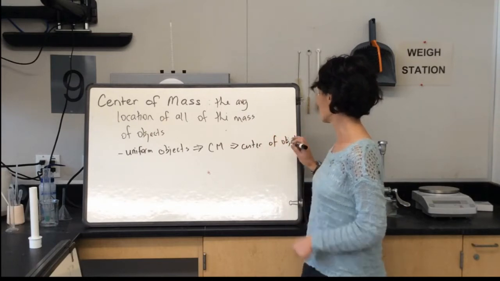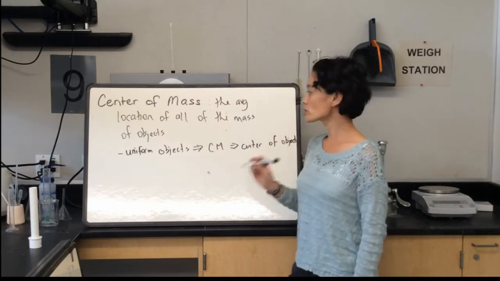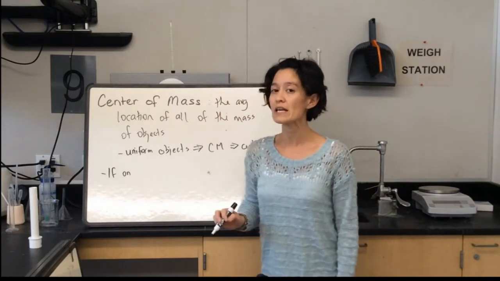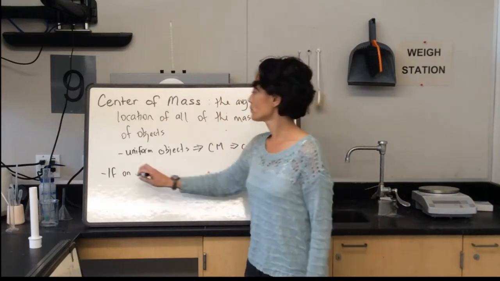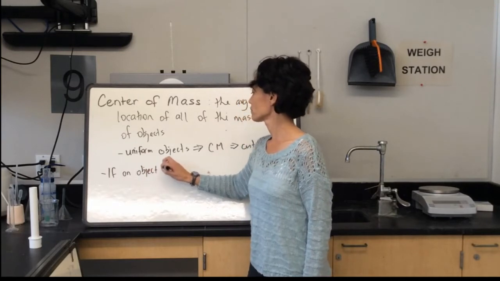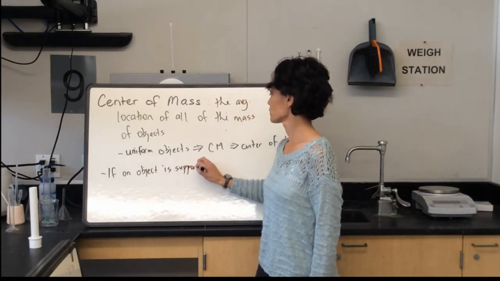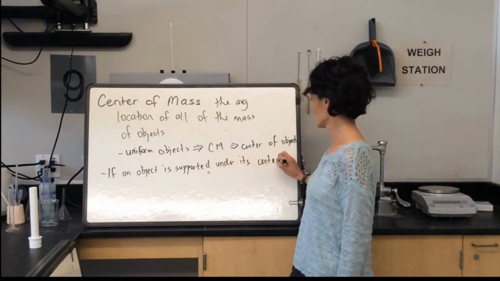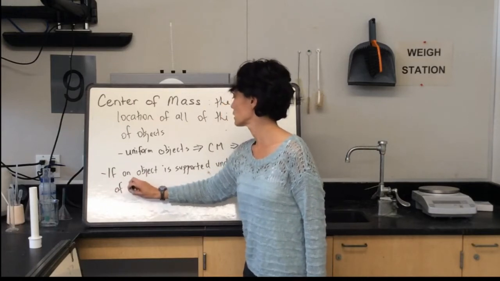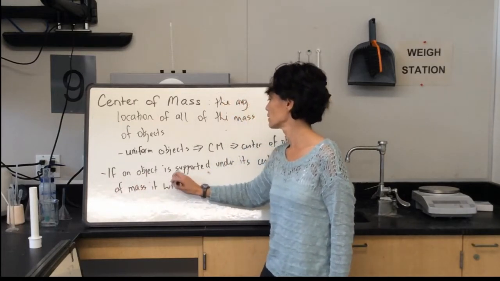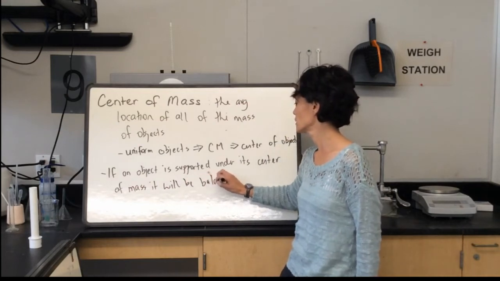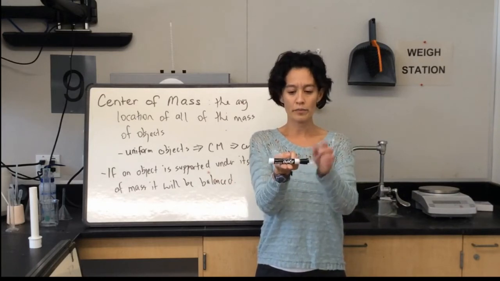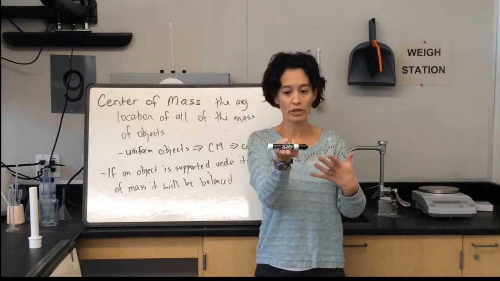And another thing, oh, I ran out of space. The other thing to know about the center of mass is if an object is supported under its center of mass, then it will not fall over. It'll be balanced. So for the case of this marker, if the center of mass is the direct center, so if I put a support force right under it, the marker's not going to fall.